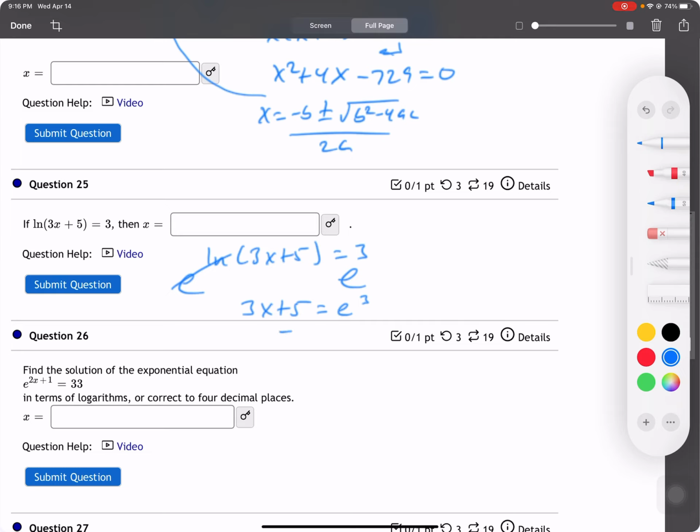Then you're going to minus 5 to both sides. And then you're going to divide by 3 next to get rid of that guy. So x is equal to e cubed minus 5 over 3. And you should do this on a calculator, then minus 5 and divide by 3. So that'll be very fast for you.